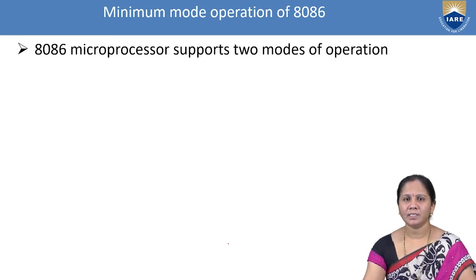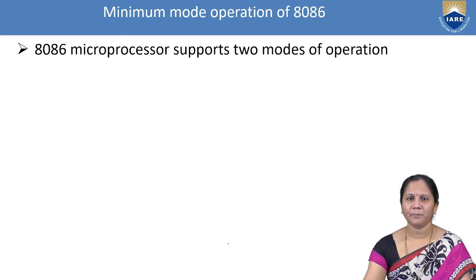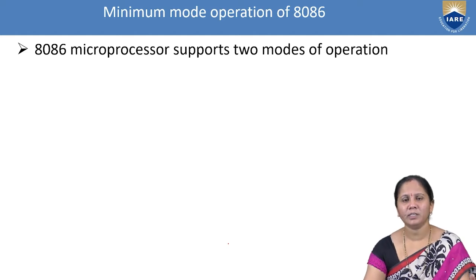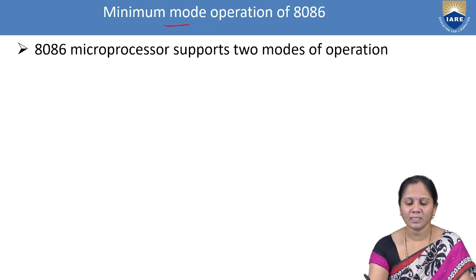Now, as we have discussed in the features, the 8086 microprocessor can be operated in two modes. One is minimum mode and another one is maximum mode. Here, the 8086 microprocessor general architecture is different. We have discussed that architecture in the previous sessions. Now we are discussing the 8086 microprocessor when it is operating in the minimum mode. So the 8086 microprocessor supports two modes of operation: one is minimum mode, another one is maximum mode.